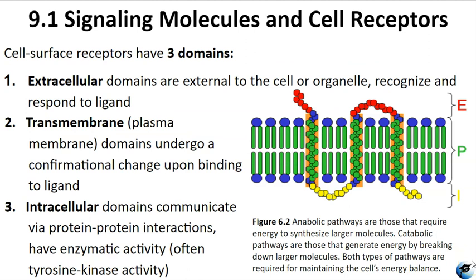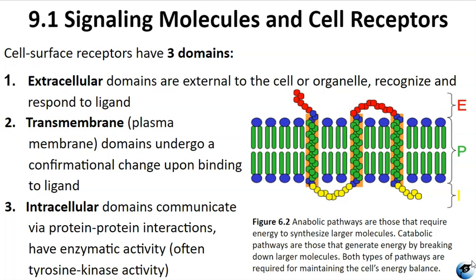They have three main parts. They have the extracellular domain, the transmembrane domain, and the intracellular domain. So let's break those down. The extracellular domain is like the antenna of the receptor. It's on the outside of the cell, and its job is to recognize specific ligands. So ligands like neurotransmitters, hormones, ions. And when a ligand binds to the extracellular domain, it's like a key fitting into a lock.